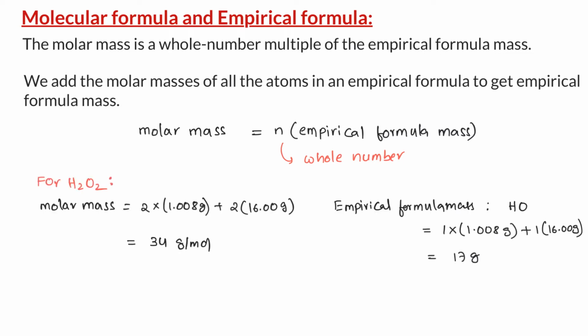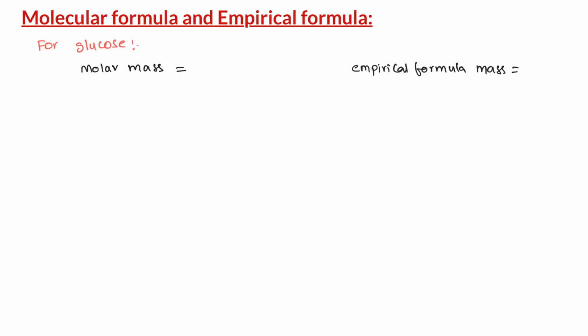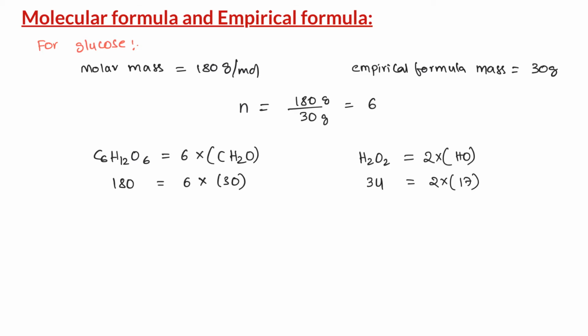For hydrogen peroxide, the molar mass is 34, the empirical formula mass is 17, and the multiple is 2. Similarly, for glucose, the molar mass is 180, the empirical formula mass is 30, and the multiple is 6. Note that the whole number multiple that connects the empirical formula and the molecular formula is the same as the one that connects the empirical formula mass to the molar mass.